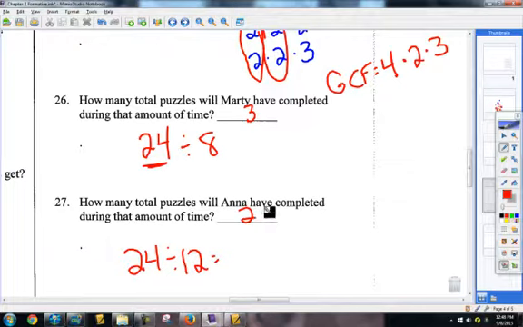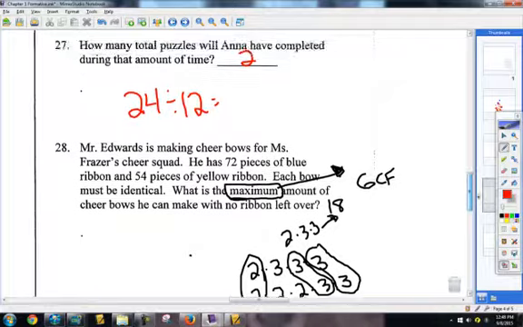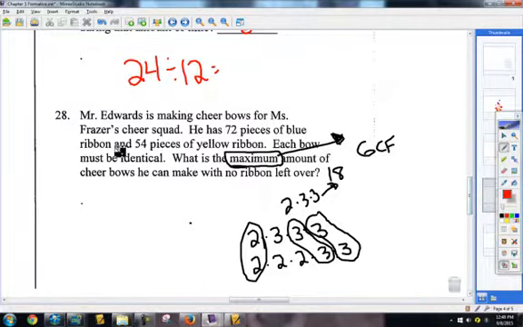It takes her longer to do them, so it makes sense she'll get one less done over the 24-minute time period. Everybody good with that? Yeah. All right. Okay, this one, number 28.